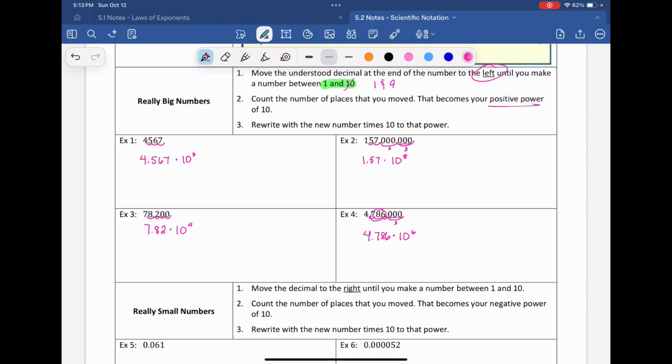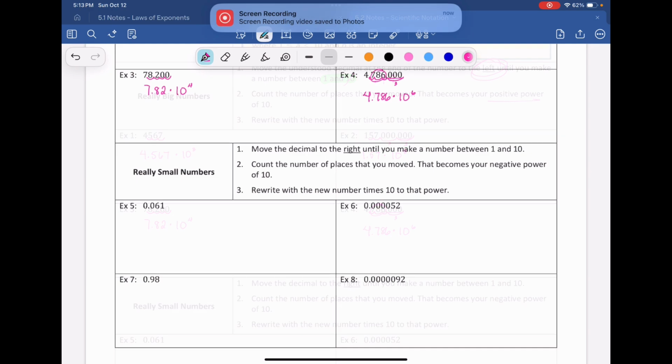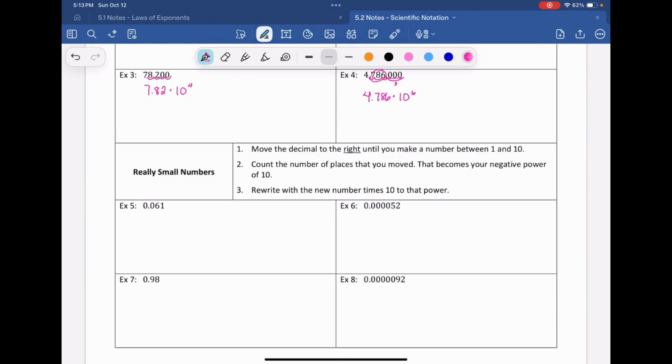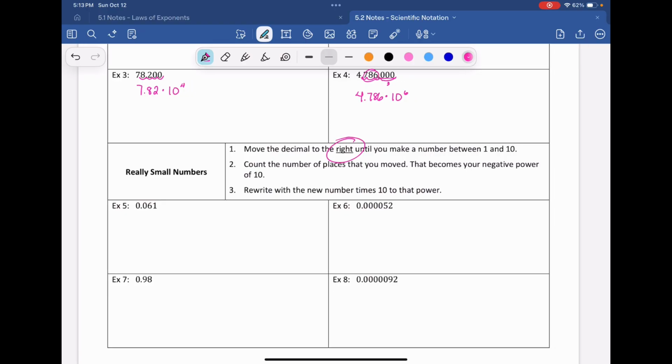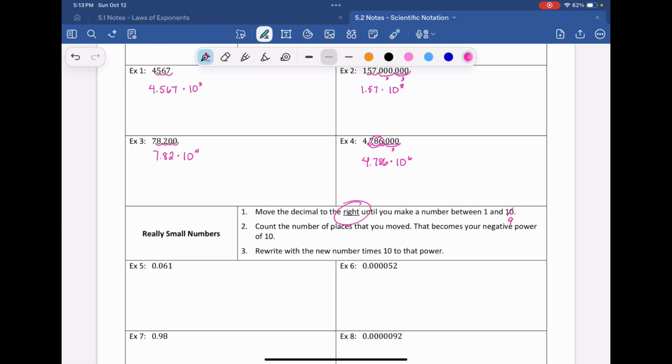We moved the number to the left. Now we're talking about taking really, really small numbers and putting them in scientific notation. This time, we move it to the right. Okay, you still need to make a number between 1 and 10. Really, it's 1 and 9. Count the number of places that you moved. This is your negative power of 10.